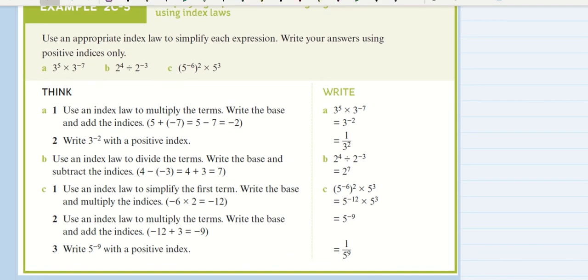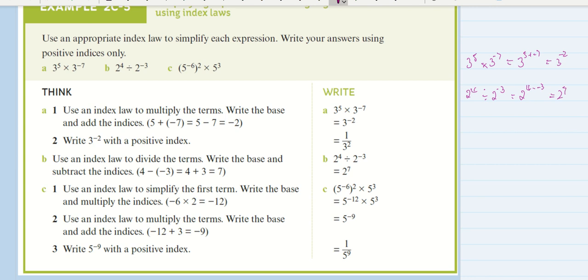We'll have a look at these 3 examples. 3 to the power of 5 times 3 to the power of negative 7. It's our same index laws. We keep the base, but when we times, we add the indices. So it's 5 plus negative 7. Well, that's going to be 3 to the power of negative 2. Now, the next one is our rule with dividing. So 2 to the power of 4 divided by 2 to the power of negative 3. When we divide with the same base, we keep the base and take away. So it's 4 take negative 3. So that's going to be 2 to the power of 7.